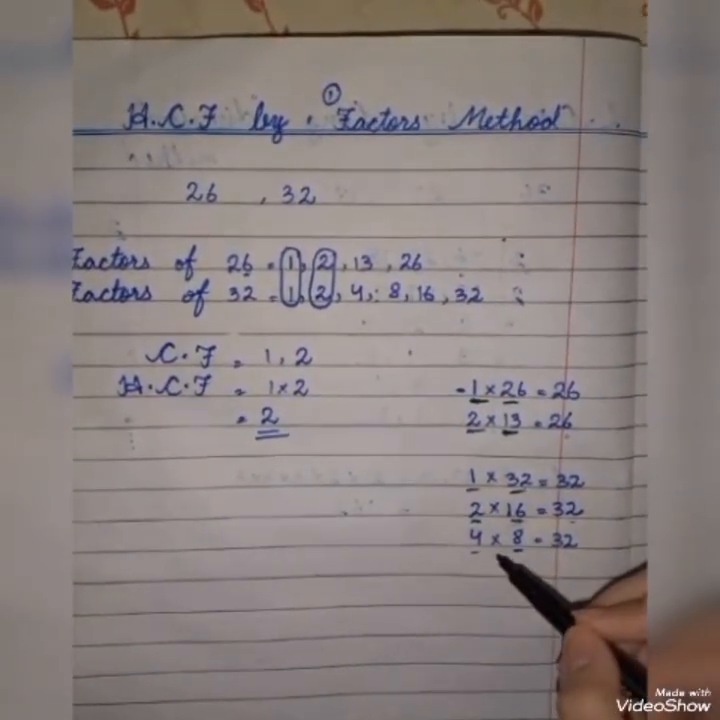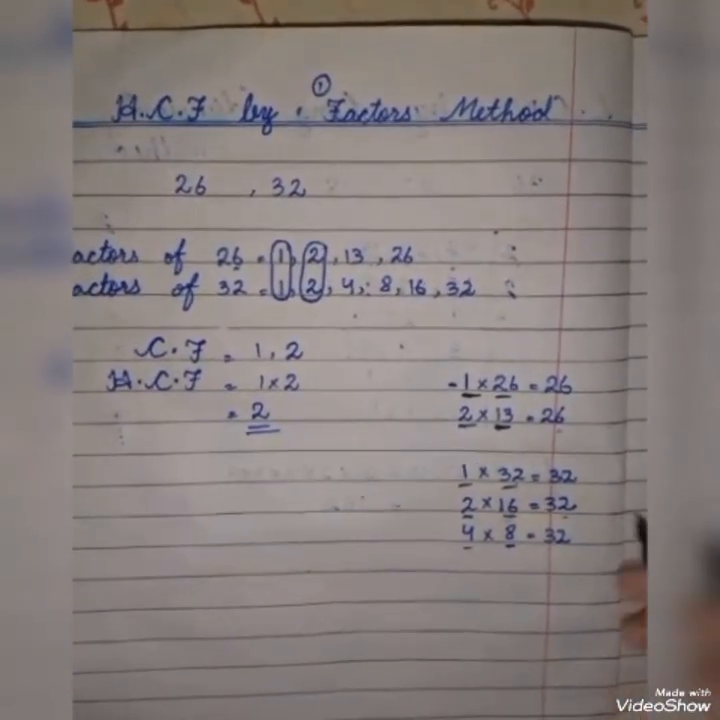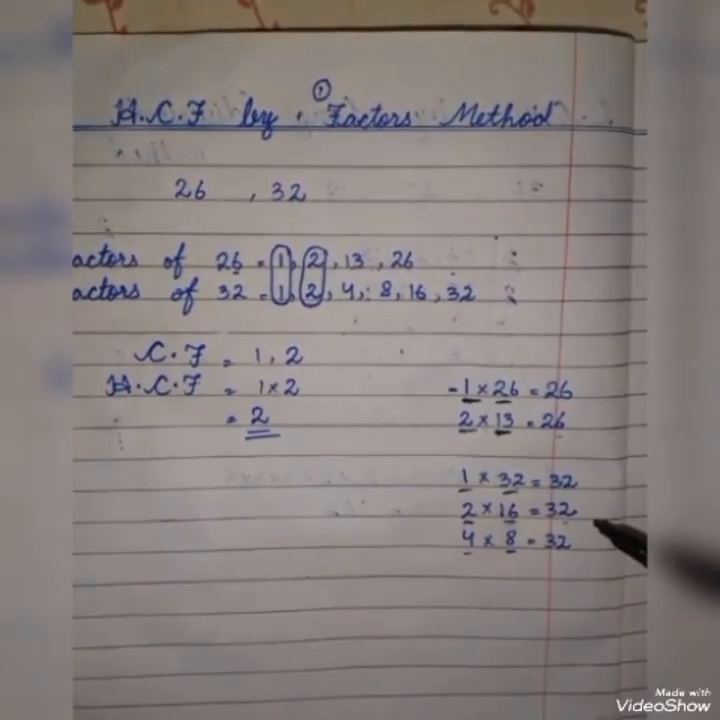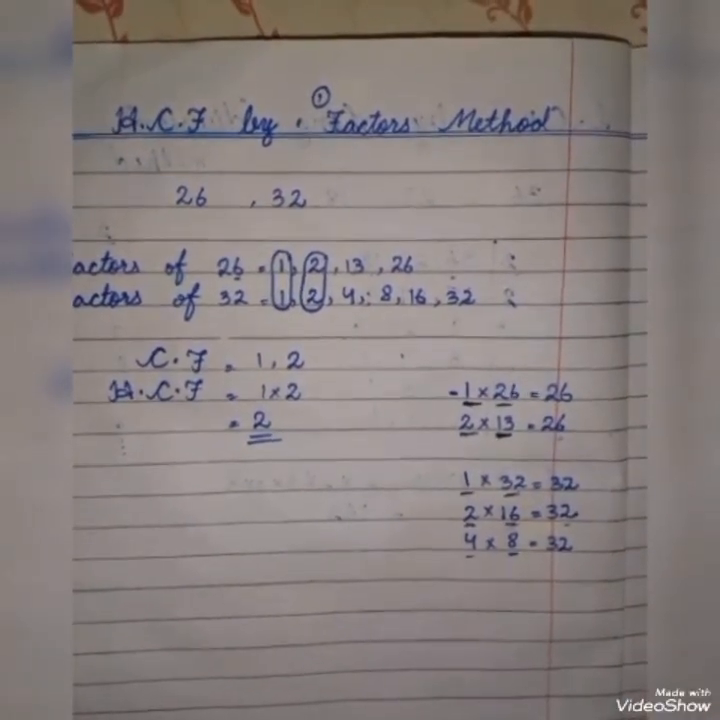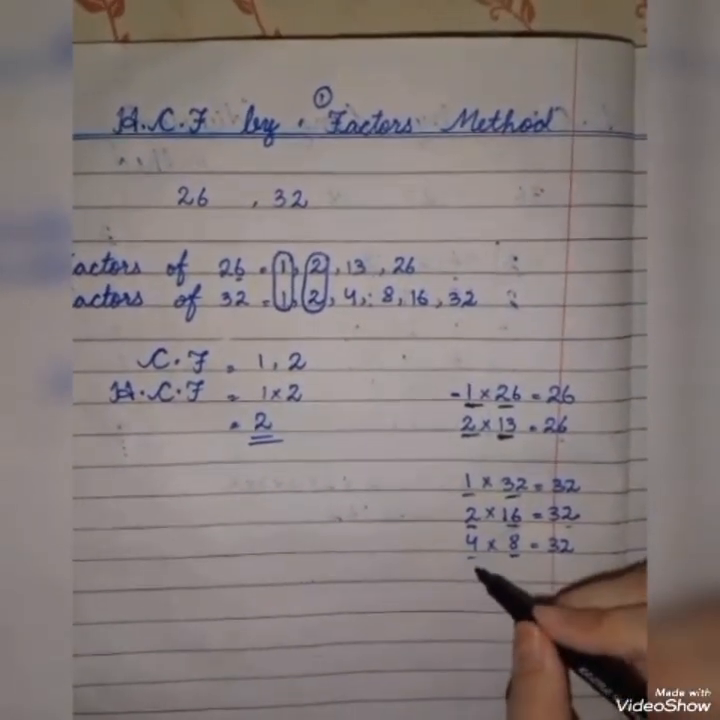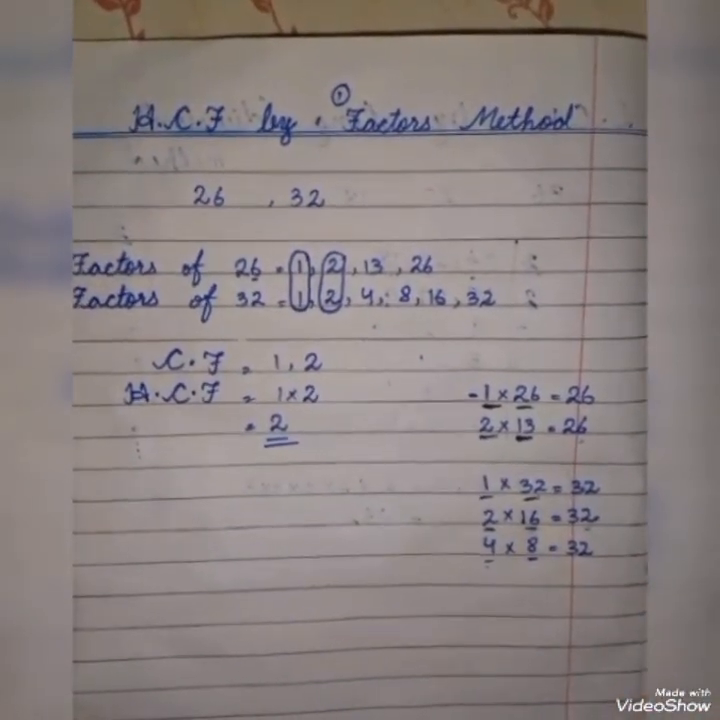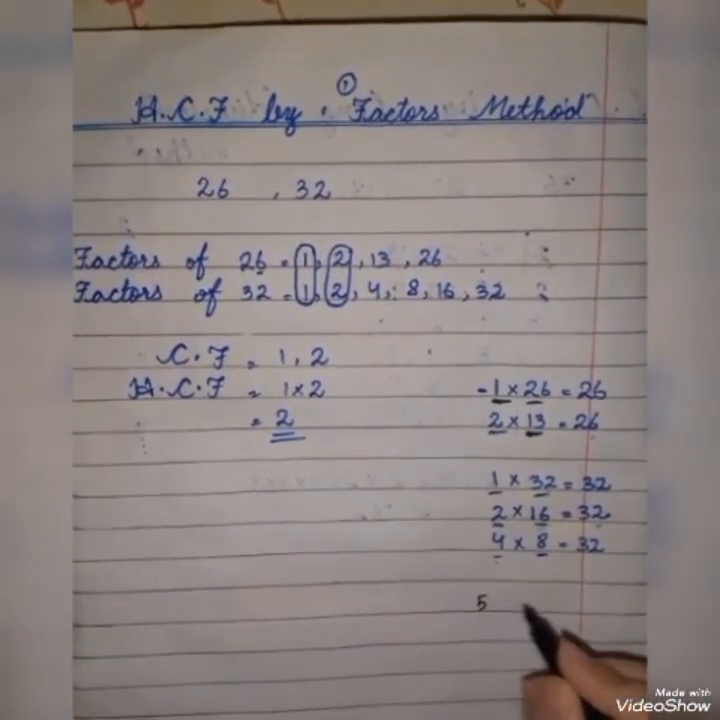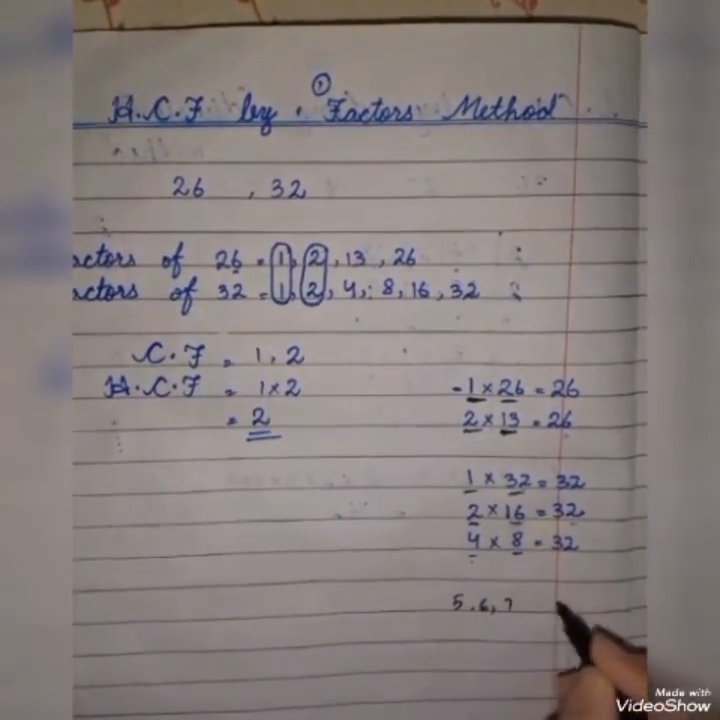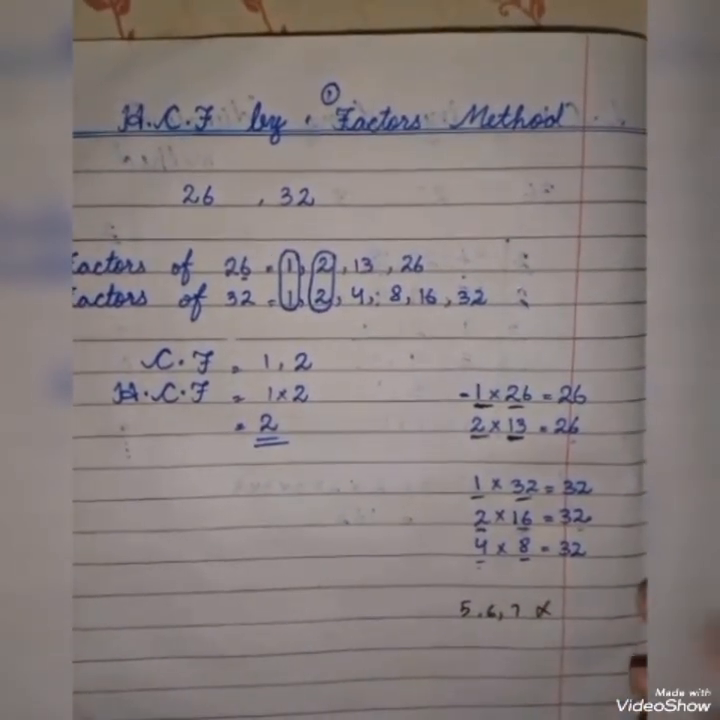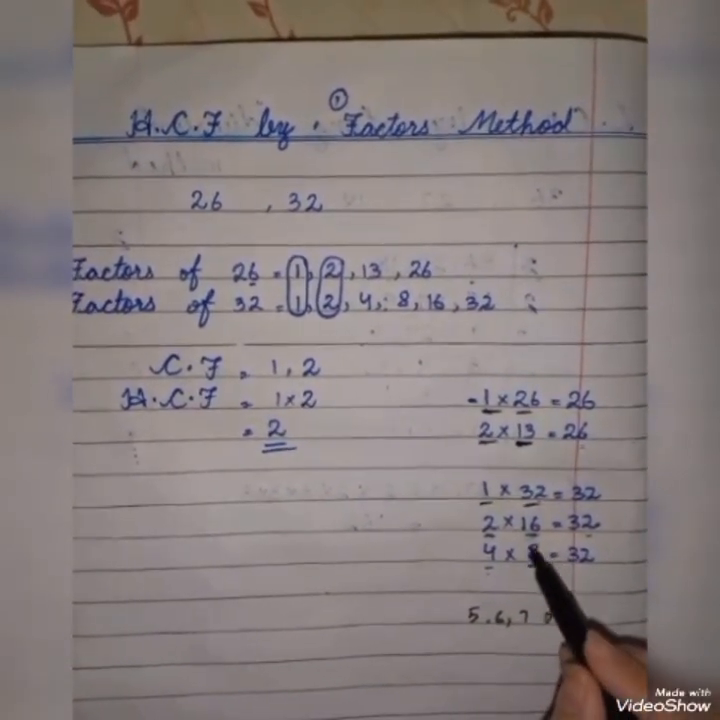Now come to the table of 3. As you know, 32 is not coming in the table of 3. So we come to the next table, which is 4. 4 8s are 32, as you know. And then we check if 5 is a factor or 6 or 7. These are not factors of 32. Now we are coming to the table of 8.